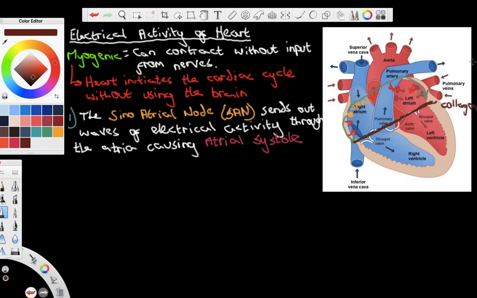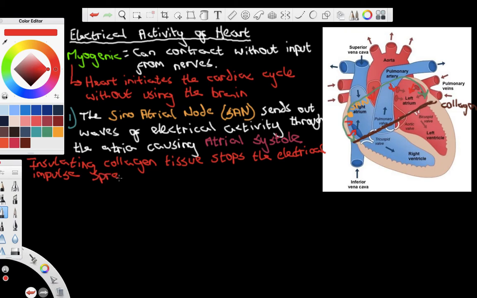So collagen fibers that insulate the ventricles from the atria. I'm going to add that in red here. So insulating collagen tissue stops the electrical impulse spreading to the ventricles immediately. So it stops the electrical impulse going right down to the ventricles straight away.